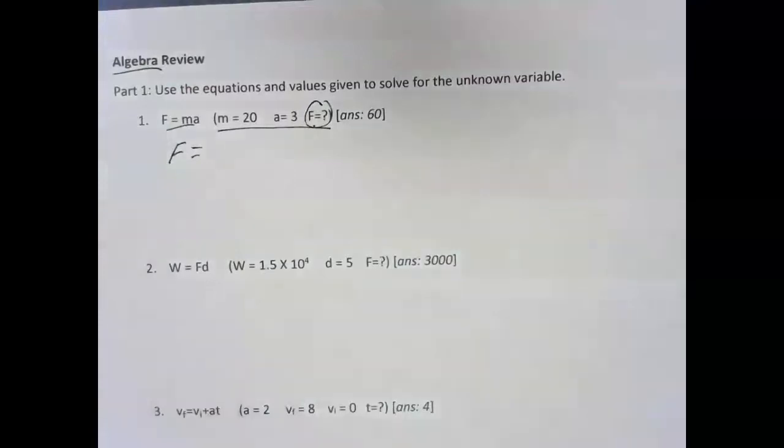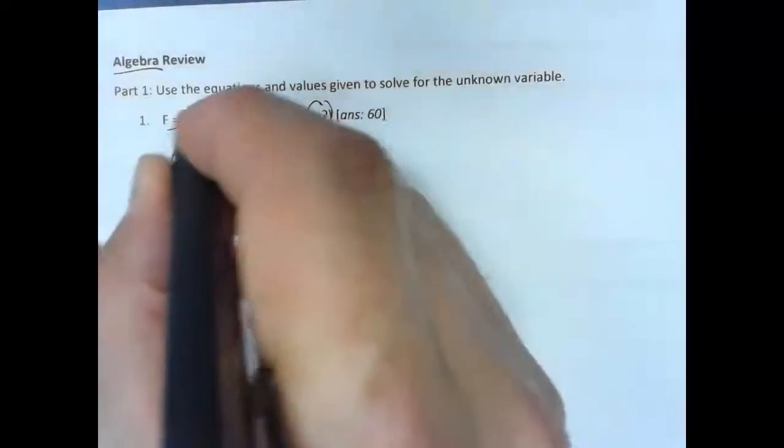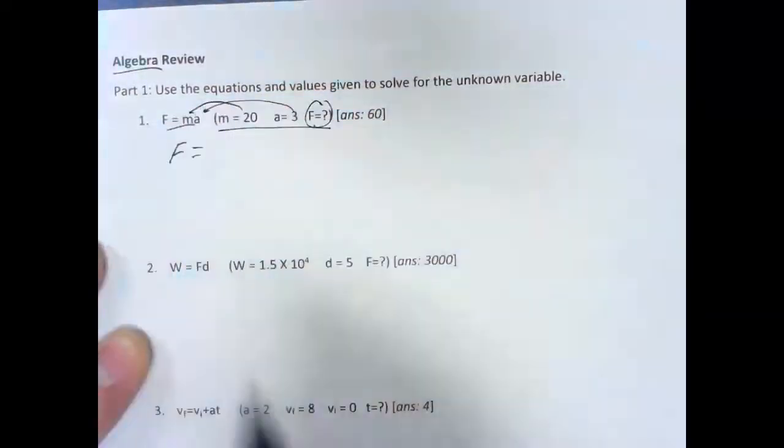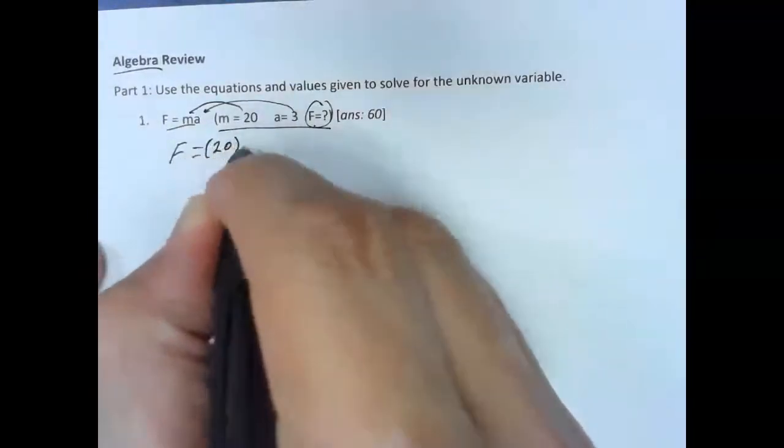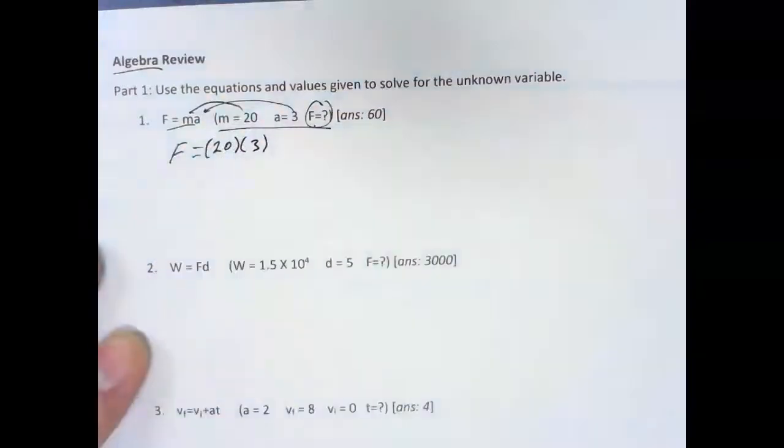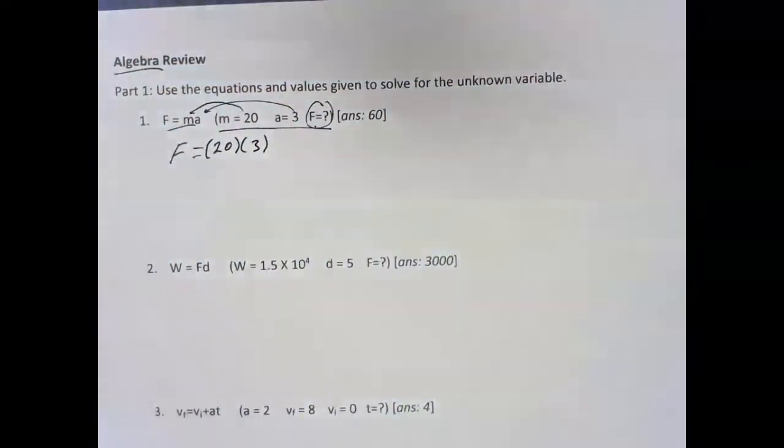Don't change it to an X. Don't change it to a question mark. Don't put a box. Don't put a blank. Leave it F, because when you get to the end, you're going to want to know what you found, what you solved for. We're going to plug 20 in for M. We're going to plug 3 in for A. And I really like to substitute numbers in parentheses like this, and I strongly recommend that you do that.